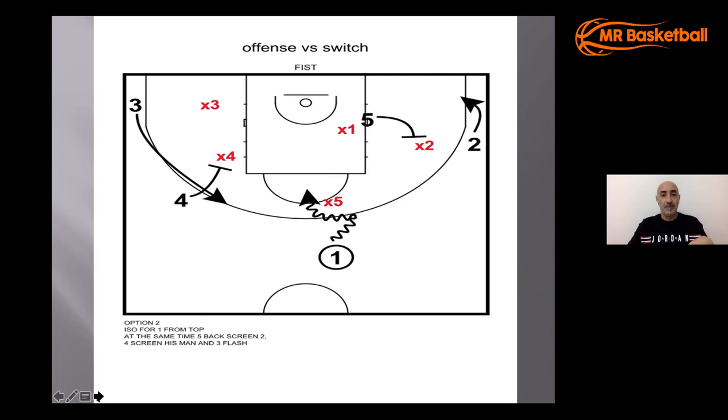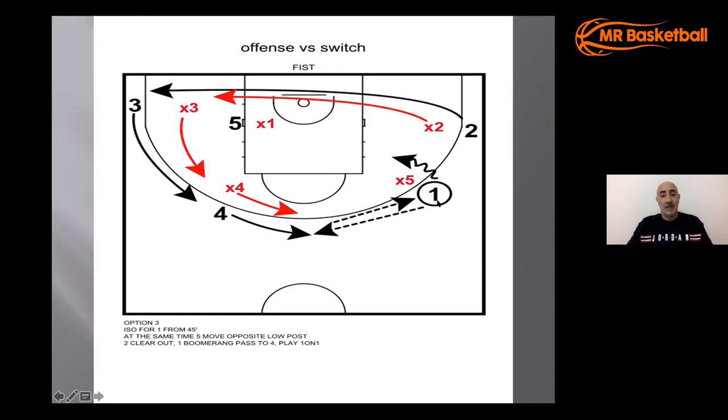Second option we might have is attacking from the wing. Remember what we said? Attacking the outside mismatch from the wing. Again, we got the boomerang pass to the four. We got our five clearing out, going to the opposite block. We have our two sprinting to the opposite corner. So that means the right side of the floor, all this area here, is wide open for our quick ball handler to play one-on-one against their biggest and slowest guy.